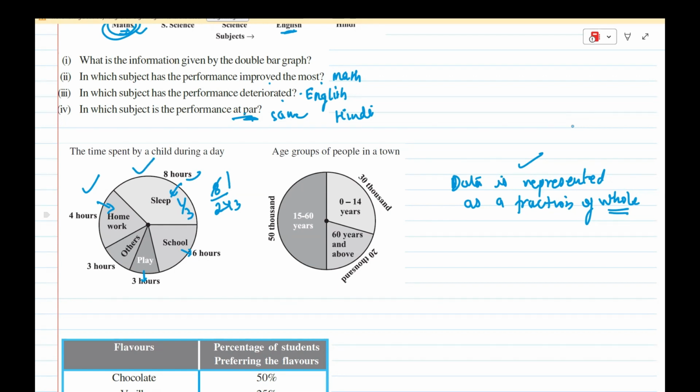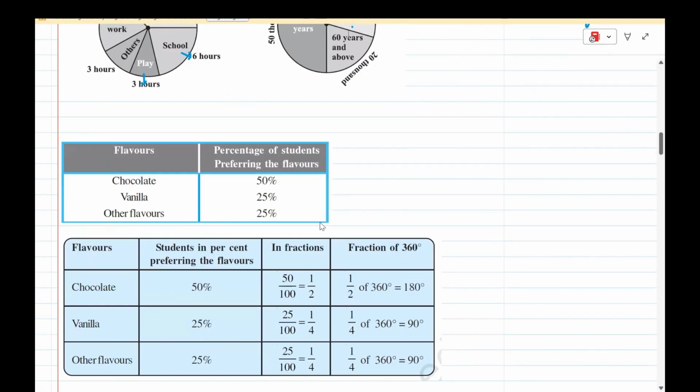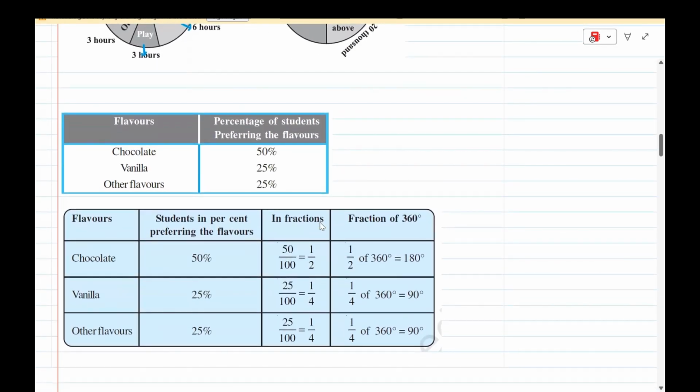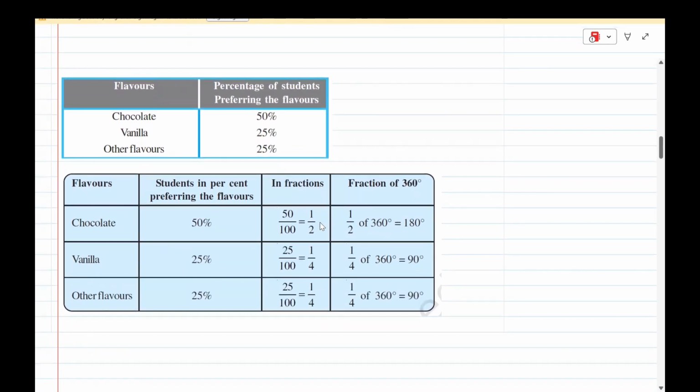Here is the age group of people in a town. So the whole is the total population of a town. Out of that, 30,000 are 0 to 14 years, 50,000 are 15 to 60, and 20,000 are 60 years and above. So this is the age group of people in a town. Let's see one question and solve how to draw a pie graph.